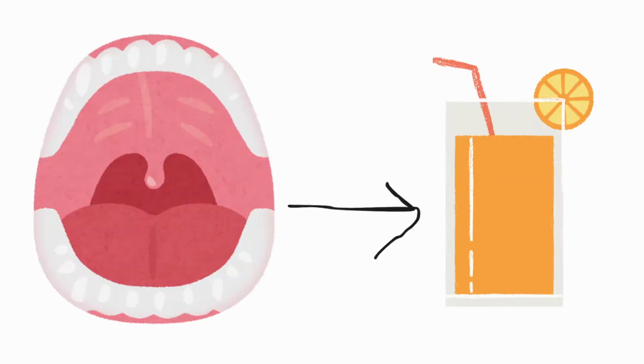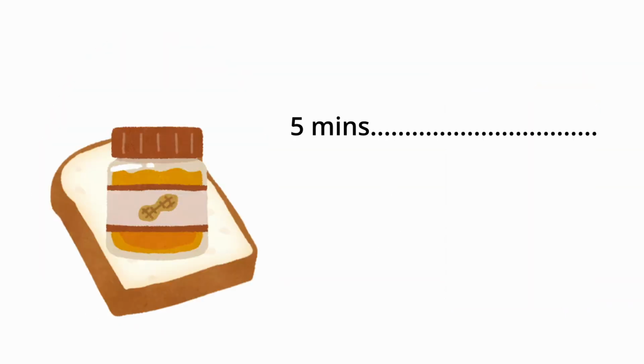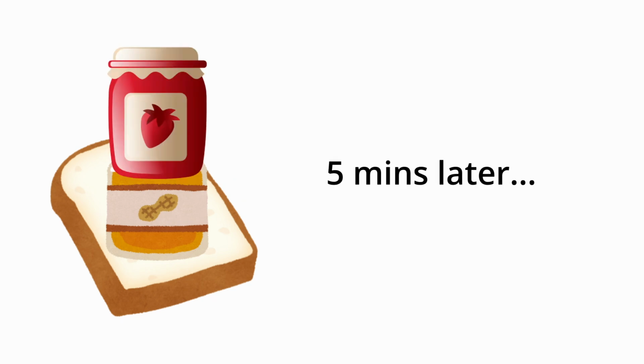In synchronous programming, each step must finish before moving to the next. If spreading peanut butter takes 5 minutes, you just stand there waiting before spreading the jam.